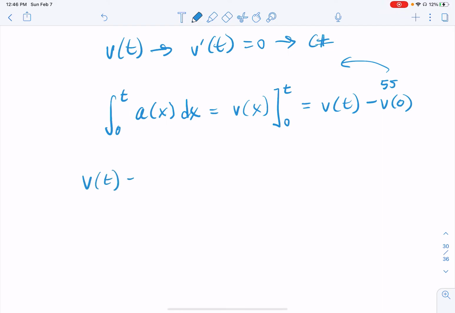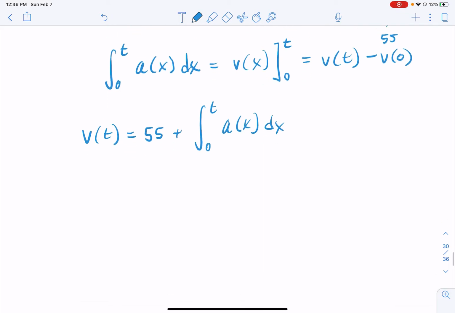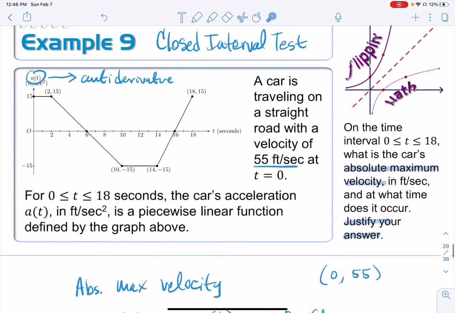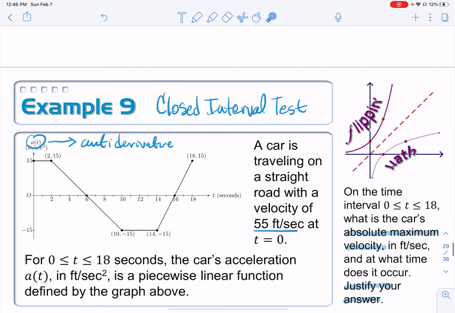So v of t is equal to our initial position of 55 plus a change in position. I'm saying position, but it's actually velocity. An initial velocity plus a change in velocity from 0 to t of a of x dx. All right, here's my equation. This is the thing that we needed in order to find the derivative, to find our critical numbers. So we can actually apply the closed interval test to this.